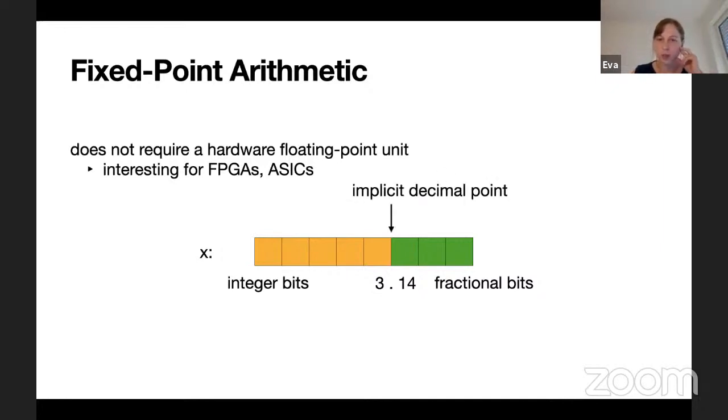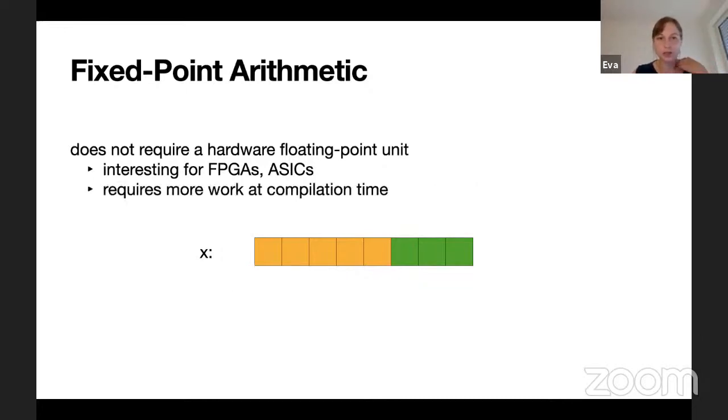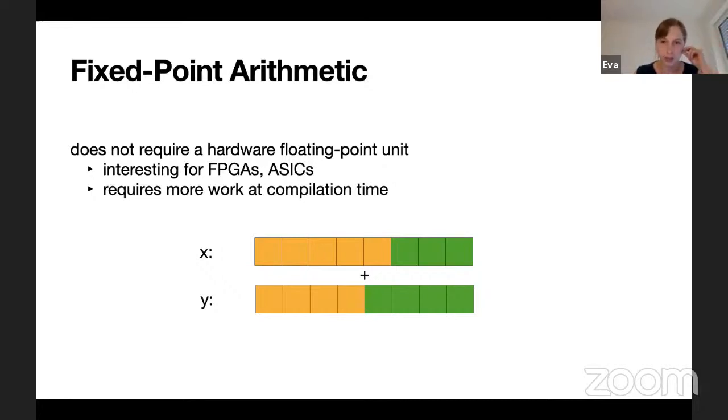Now, this decimal point is implicit in the sense that it is not actually encoded in the format. The value consists of just the integer bits. So it's only us, when we design the program, that know where this decimal point is going to be. And this is sort of the catch. We can use just integer circuits, but we have to do a bit more work at compile time to actually do the computation. Essentially what we need to determine is where these implicit decimal points are.